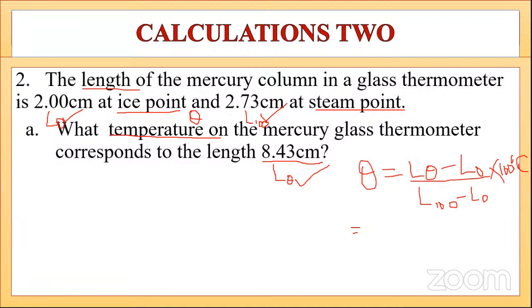So we substitute now L theta. Do you see our L theta? It is 8.43 minus our L naught, it is 2, divided by our L 100 is 2.73 minus our L naught, which is still 2. Then times 100 degrees Celsius.